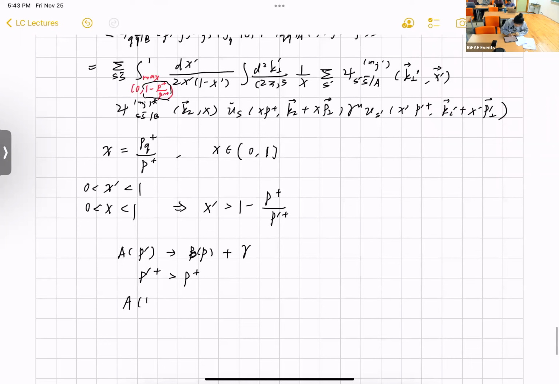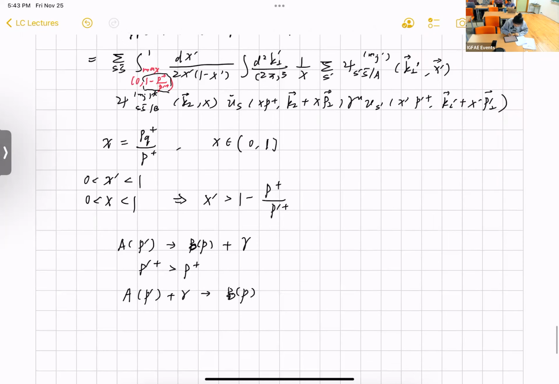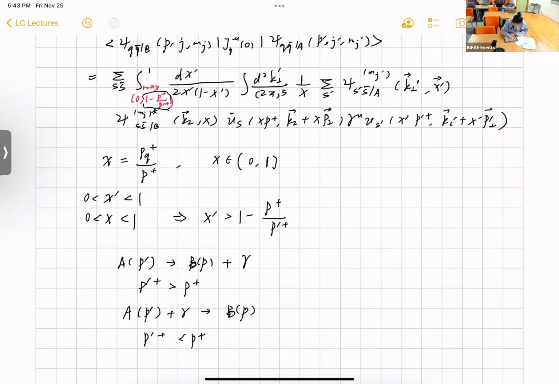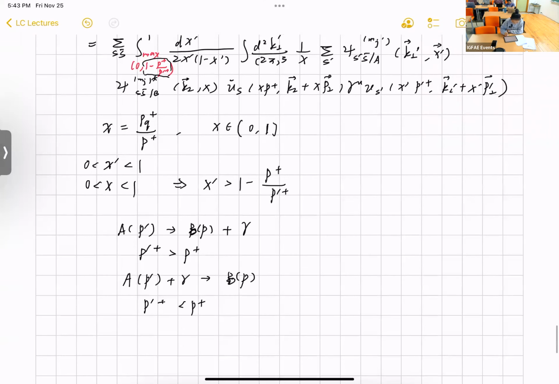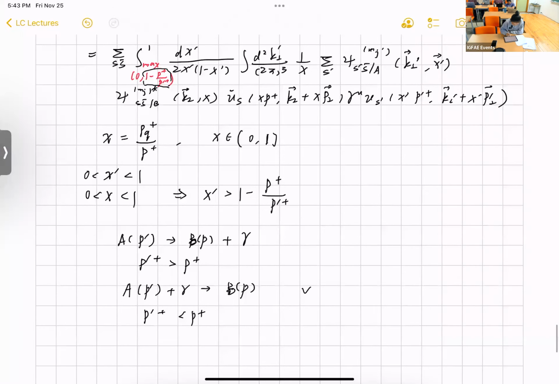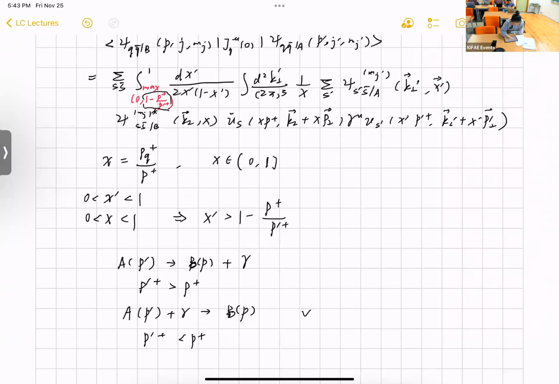And on the other hand, if you are considering a process like this, then your P prime plus is always smaller than P plus. And this means that your lower bound can always be 0. This is only a calculation technique, but it would be more favorable, especially when you are doing the numerical integral over x, because it's always easier to integrate over 0 to 1 rather than over a quantity that depends on P, right?